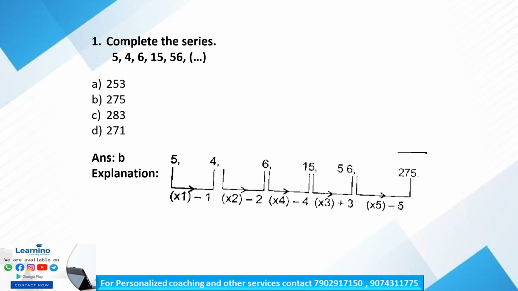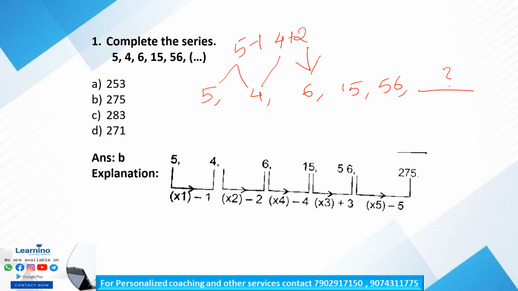Question number 1. Complete the series 5, 4, 6, 15, 56. So we have to find the missing number. What is the relationship between 5 and 4? It is 5 minus 1 is 4, right? Again, 4 plus 2 is 6, or we can write 4 into 2 is equal to 8 minus 2 is also 6, right? There are two possibilities.